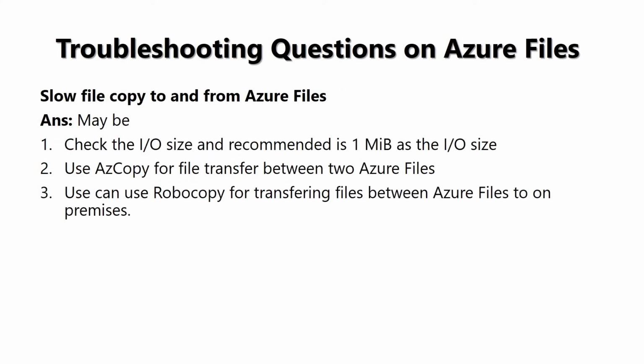Next is slow file copy to and from Azure files. The interviewer can ask you that there is slowness in the file copy to and from Azure files. What could be the issue? You have to answer in this way that we have to check the IO size, and the recommended IO size is 1 MB. Another one is we have to use AzCopy for file transfer between two Azure file shares. And then next, we can use RoboCopy for transferring files between Azure files and on premises.